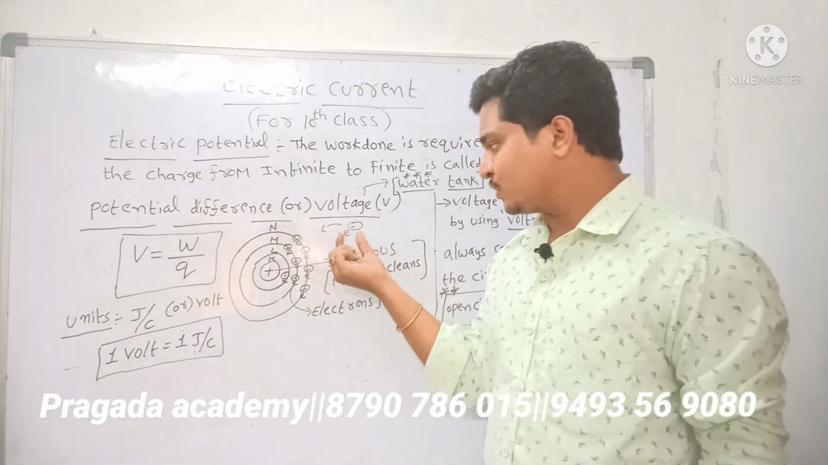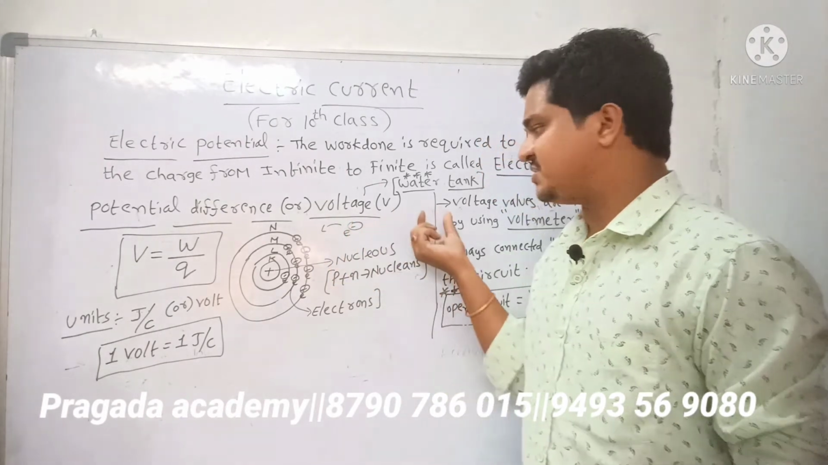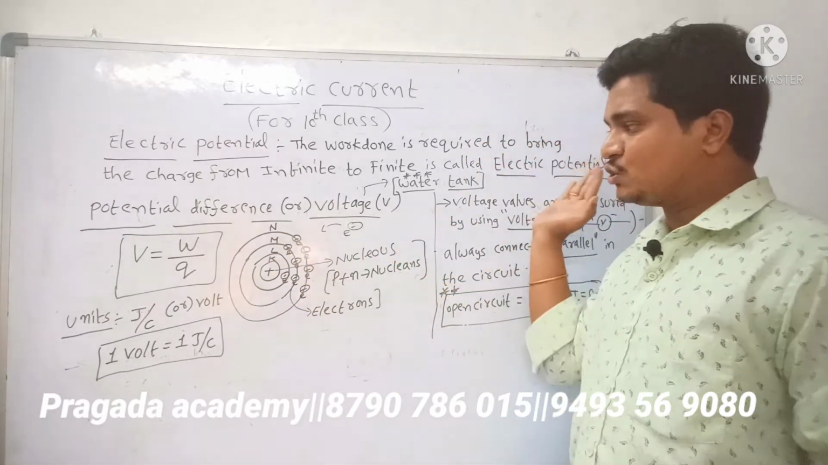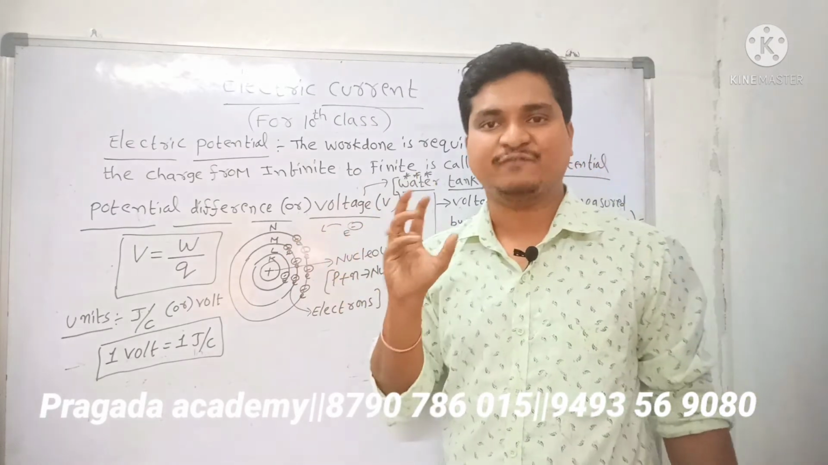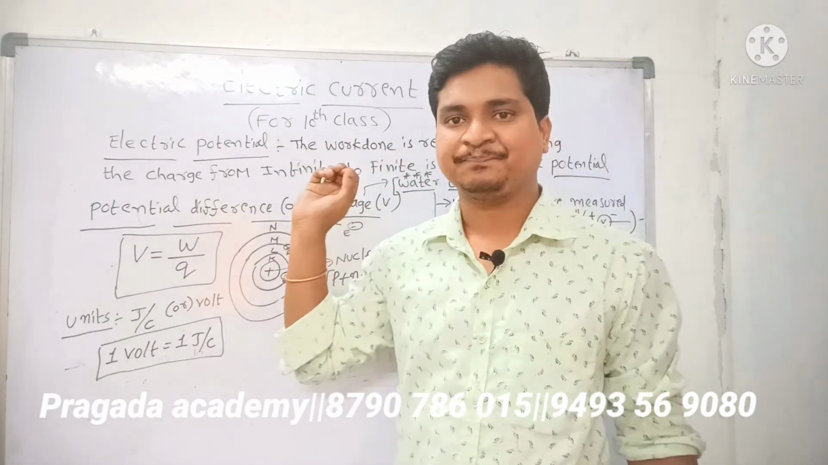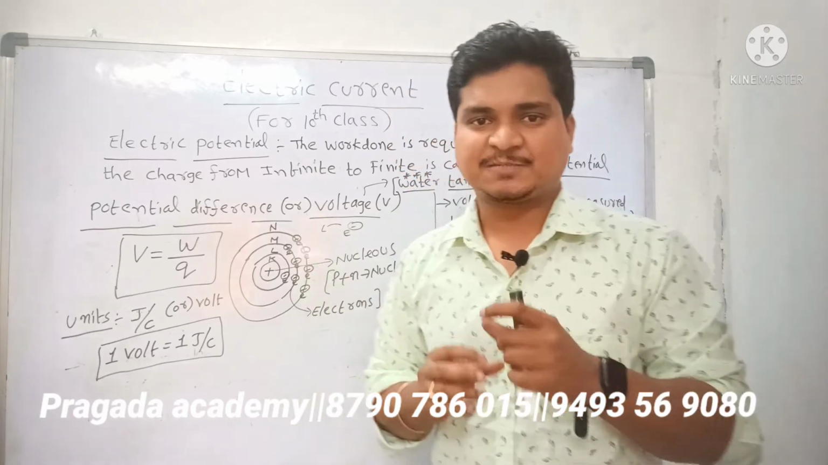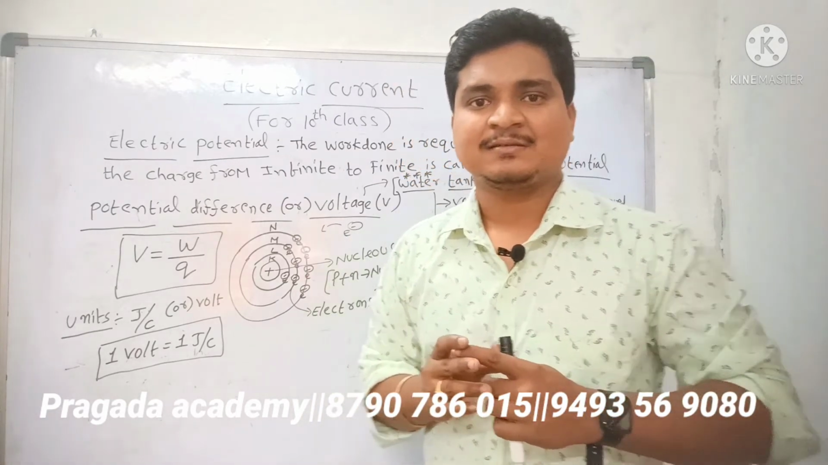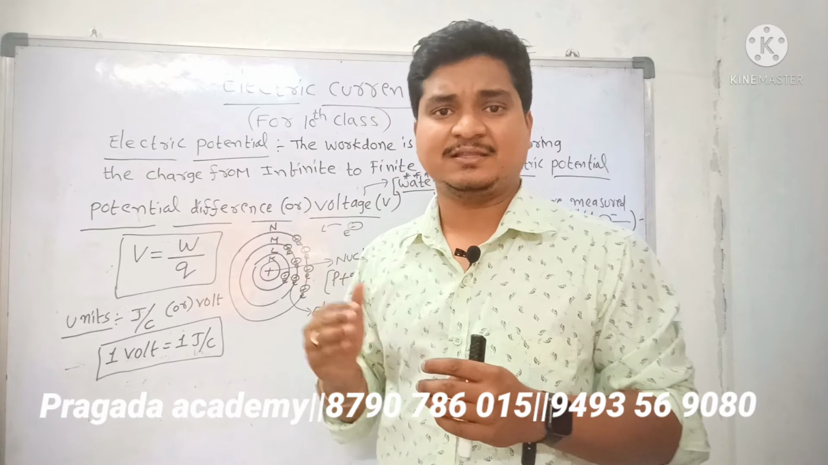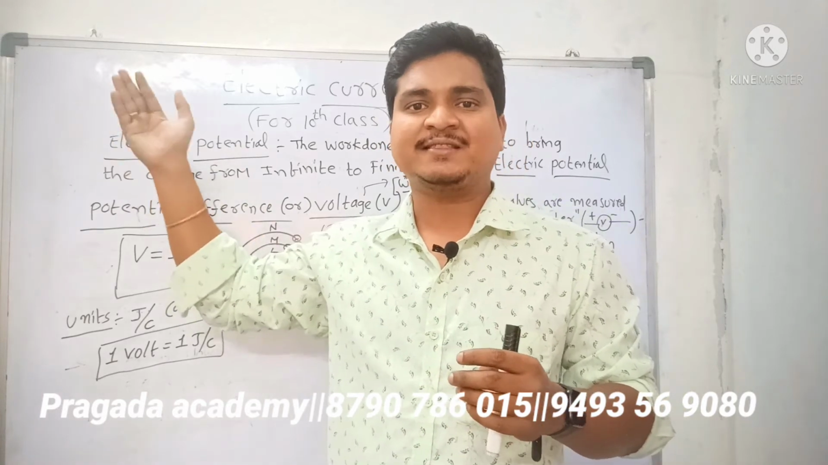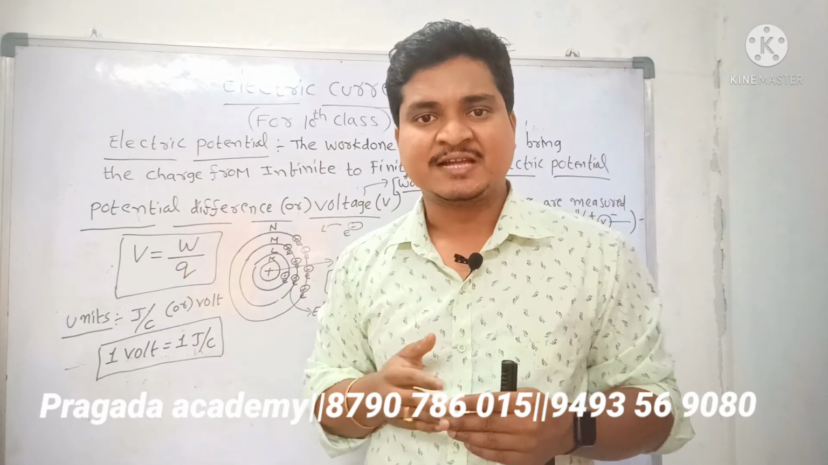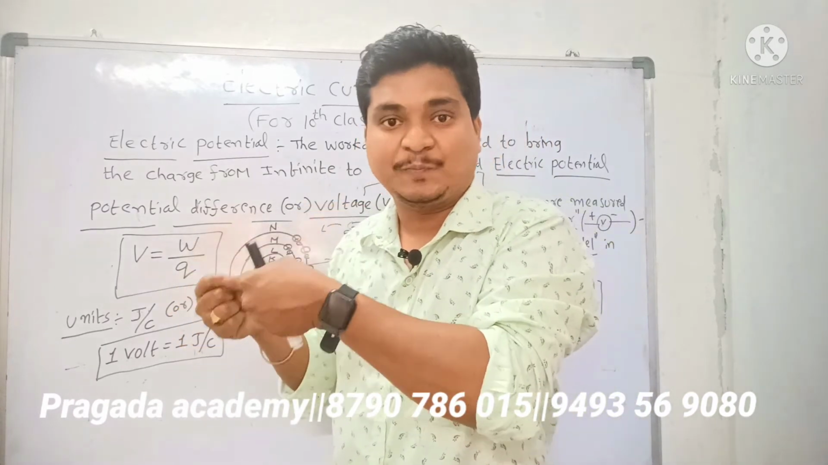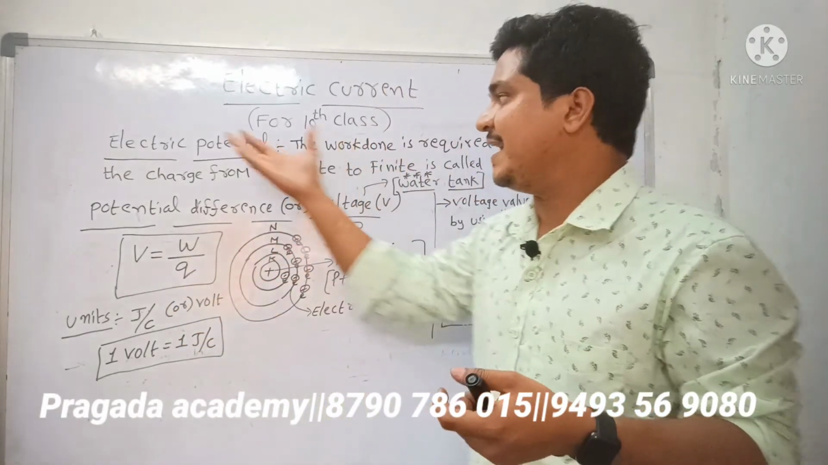So here suppose the electron or electric charge is at infinite distance from the nucleus or from the atom. To bring the electric charge from infinite to finite distance, we should do some work. That work is the electric potential. Let me explain one practical example. Suppose a person is doing some work to bring a chair from infinite distance to finite distance. Here we consider the chair as electric charge. To bring that chair he needs to do some work, and that work is the electric potential.